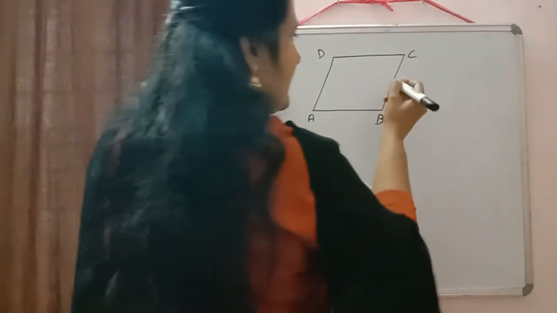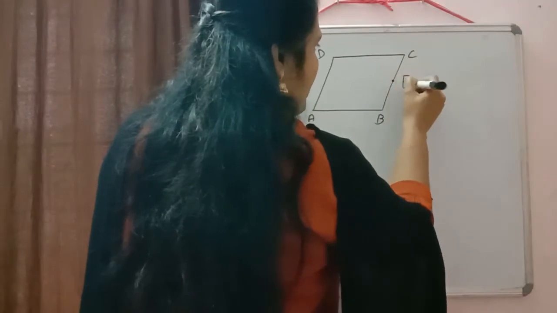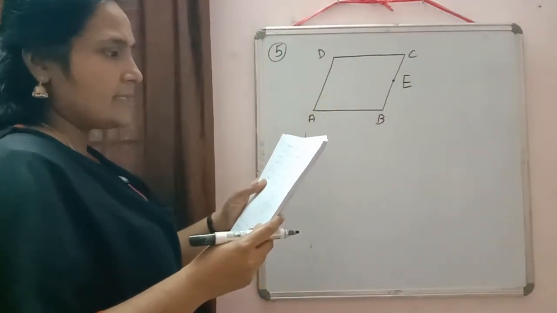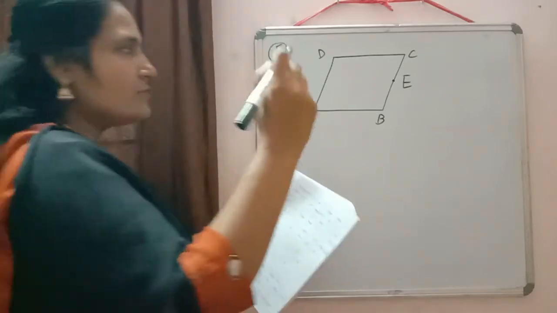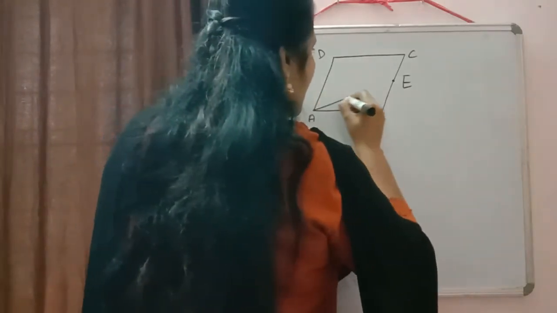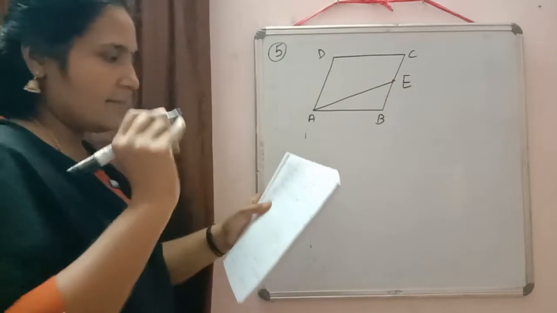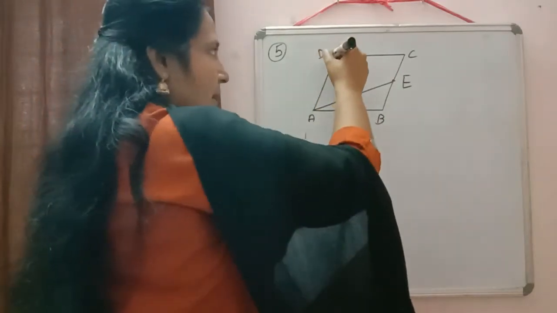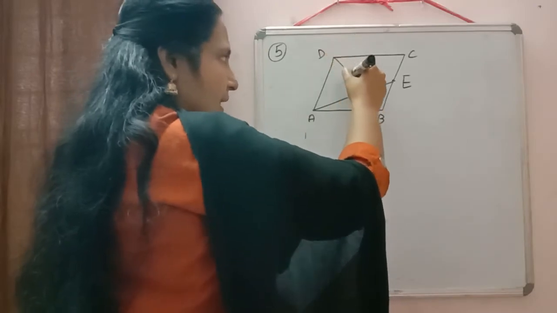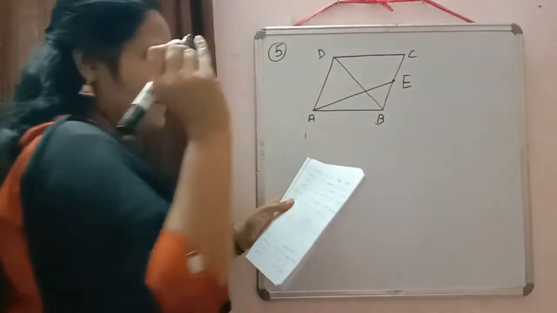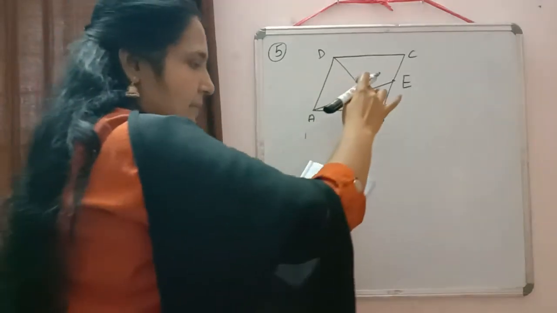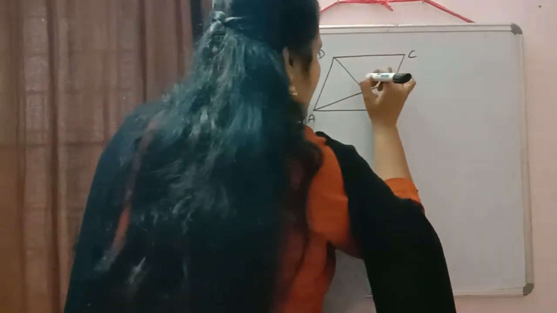We have a point E on BC. In the question they are saying intersect the line segment AE. So first, what can we join here? AE joined. Okay. Now the diagonal BD of parallelogram ABCD. Now we are drawing the diagonal BD.